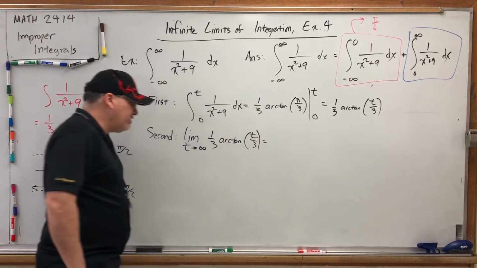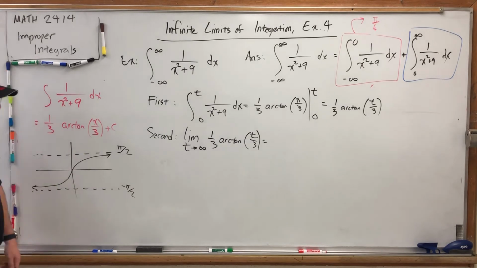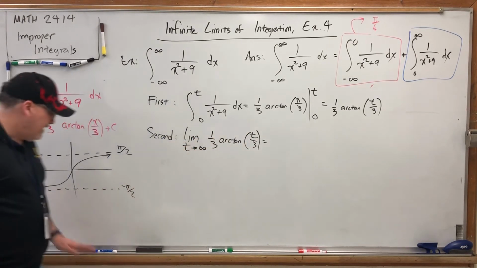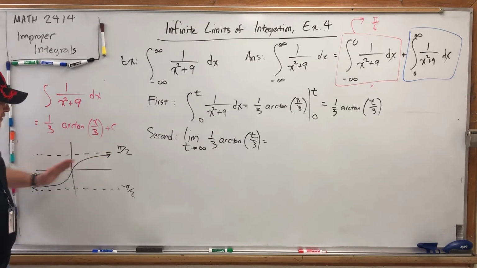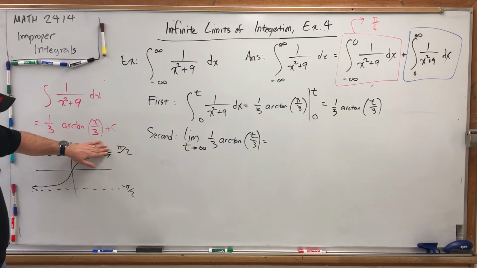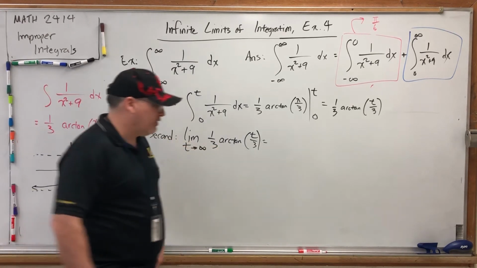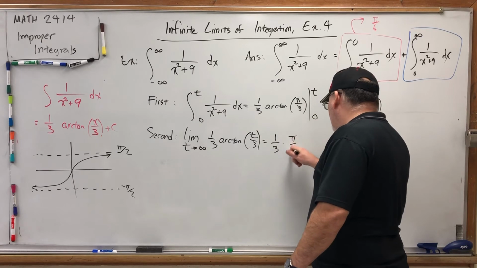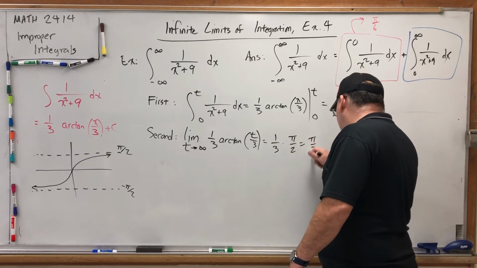Well, same song and dance, except we're on the right side of this graph. As t approaches infinity, so does t over 3. And so as we go forever to the right on this graph, our y values are approaching this horizontal asymptote. This limit is 1/3 times pi over 2, which is pi over 6.